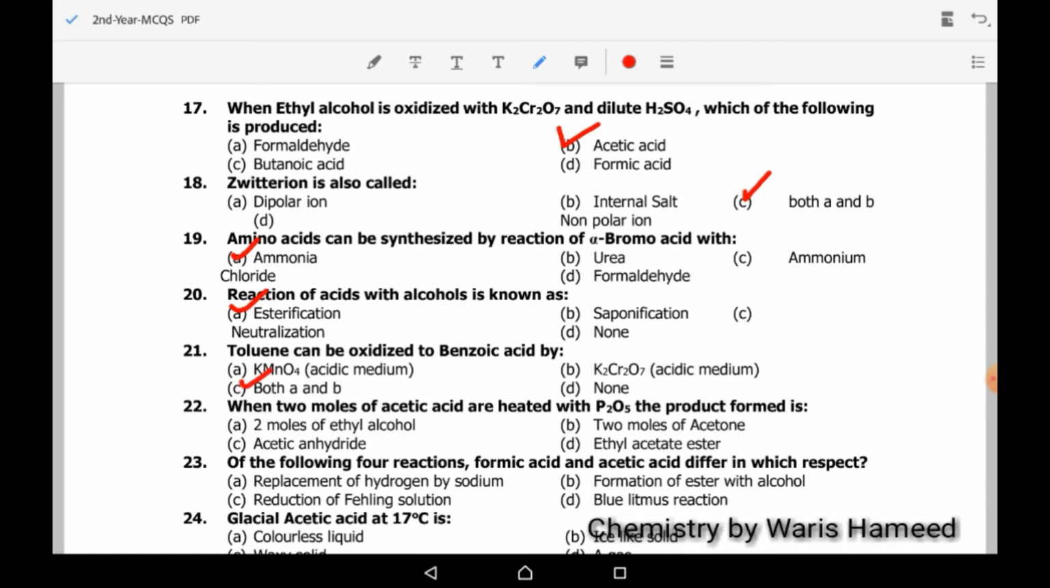Next, when 2 moles of acetic acid are heated with P2O5, the product formed is acetic anhydride. It will form acetic anhydride. So option C is correct.